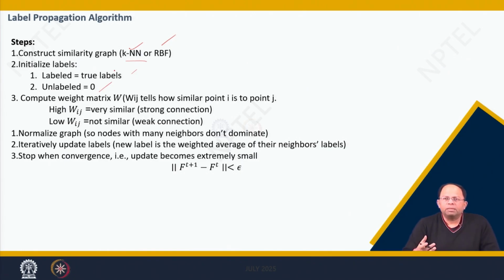That means there is nothing predicted. Then we compute the weight matrix Wij, which tells how similar point i is to point j. If the value of Wij is high, which is very similar, we say it's a strong connection, and if Wij is low, then it's not similar, or a weak connection. And then after I calculate Wij, I also normalize the graph, so nodes with many neighbors don't dominate, as we were discussing just a little bit ago.